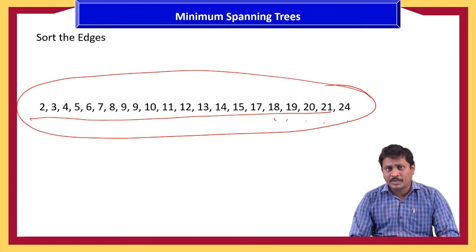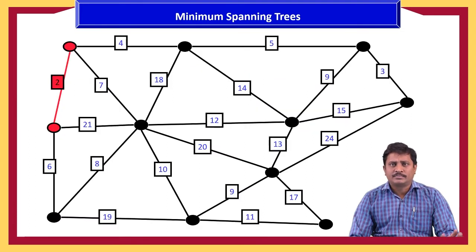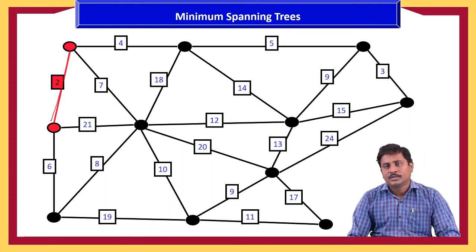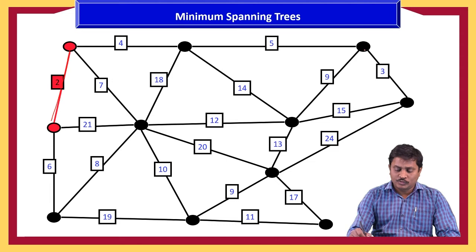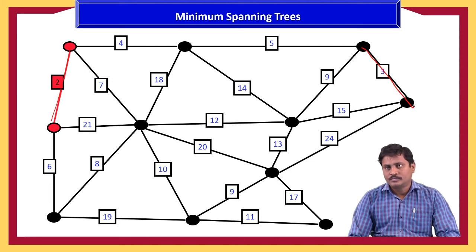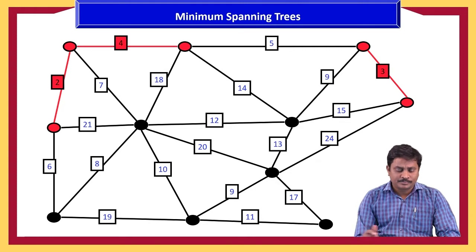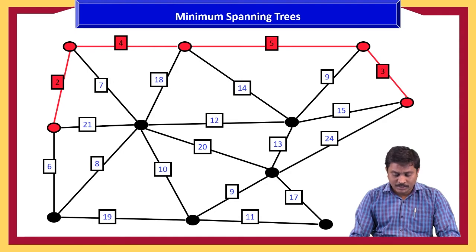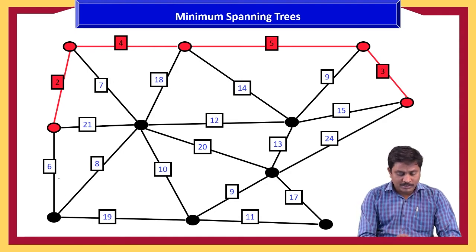First we choose the minimum cost value, that is 2. We choose this one. Next minimum cost value is 3, we choose this one. Next minimum cost value is 4, we choose that one. Next minimum cost value is 5, we choose that one. Next minimum cost value is 6, we choose 6.